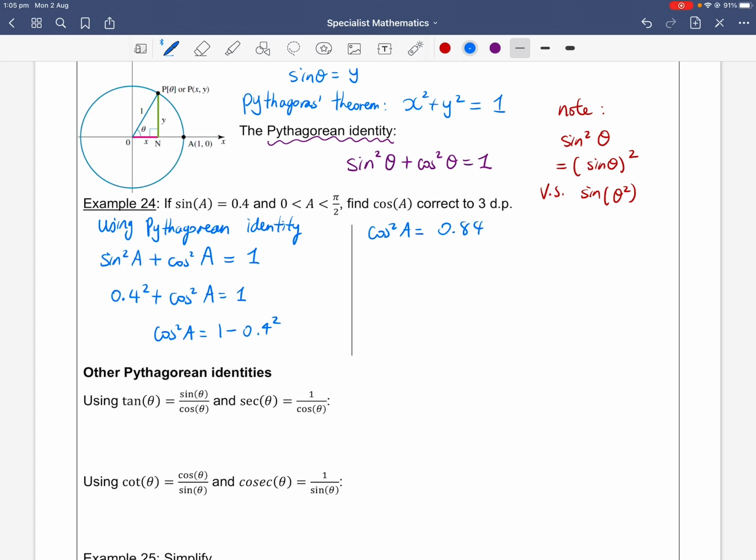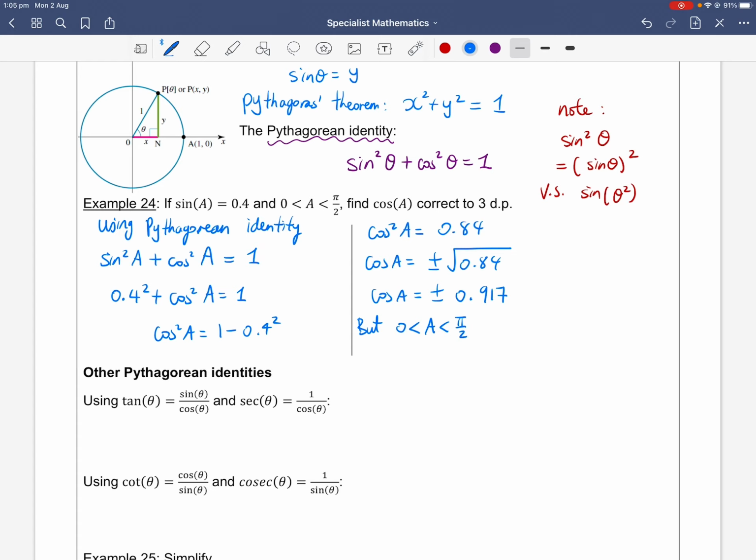So in other words, rearranging cos of A, opposite of squaring is square rooting, but we do plus minus. So square root of 0.84. Using a calculator, it says to 3 decimal places, we get plus or minus 0.917.